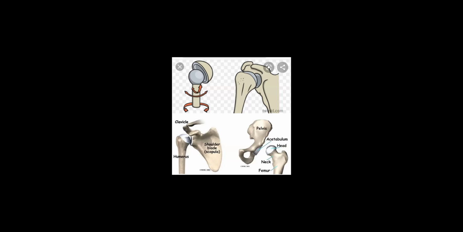First category, ball and socket joint. You don't have the details, but if you try to understand the basics, in this, one of the bones will act as a ball and another bone will act like a socket.